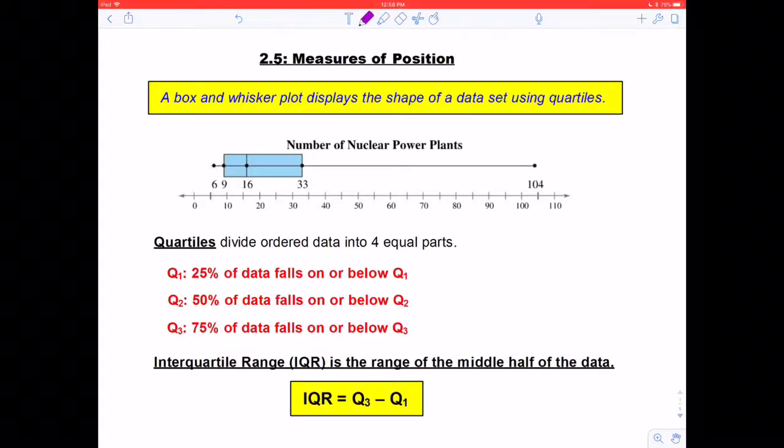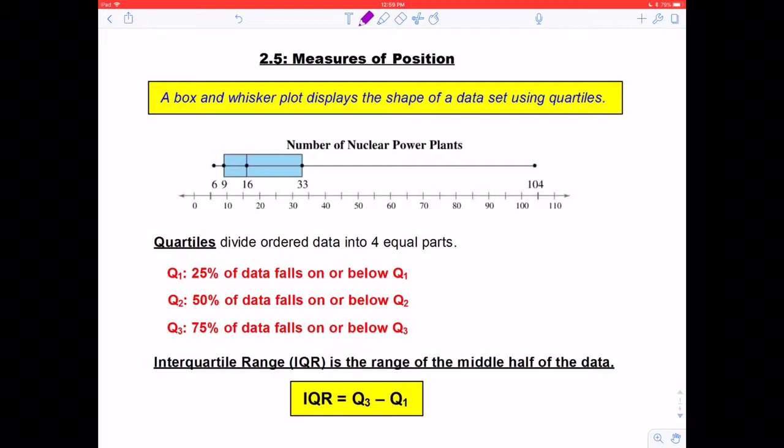All right, so in section 2.5, we're just going to talk about some measures of position. These are just additional ways to talk about the placement of data. And we're going to start with the quartiles. The quartiles will divide the data set up into 4 roughly equal parts.